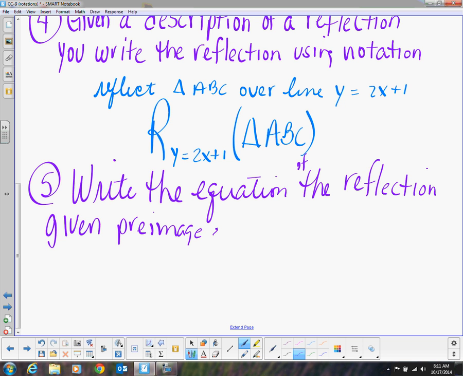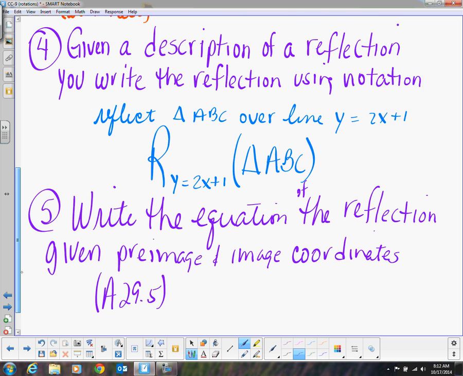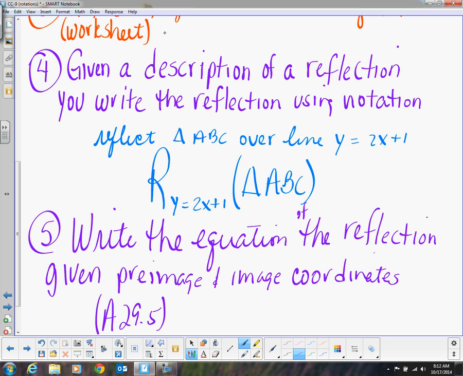Given pre-image and image coordinates. You had a whole worksheet on this, A29.5. Now you've gotten all your papers back, so you have those to use. And this other worksheet, I believe, was A29 number 3. That's it. Just 5 questions, one question per topic.